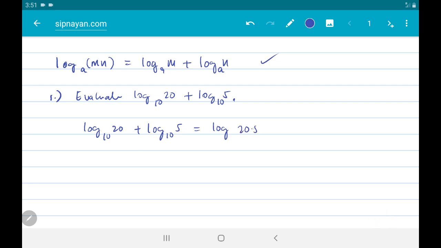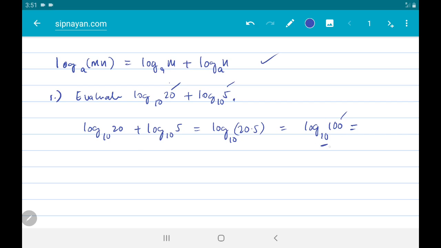20 times 5, di ba? Yung m natin ito, yung n natin yung 5. So, pwedeng product sila to the base 10. And 20 times 5 is 100, so logarithm of 100 to the base 10. And, ibig sabihin nito, sa ang exponent mo, i-erase yung 10 para maging 100, di ba?